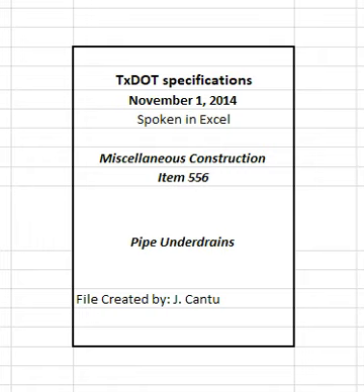Item 556. Pipe underdrains. 1. Description. Install pipe underdrains.